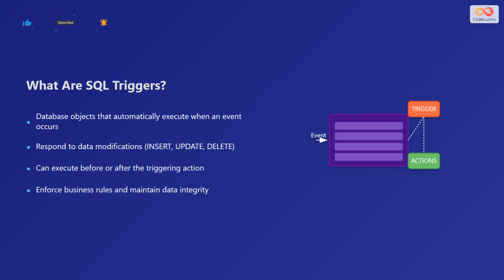SQL triggers are database objects that automatically execute when a specific event occurs. They primarily respond to data modifications like insert, update, and delete operations. Triggers can be set to execute either before or after the action that triggers them. They are used to enforce business rules and maintain the integrity of the data in your database.